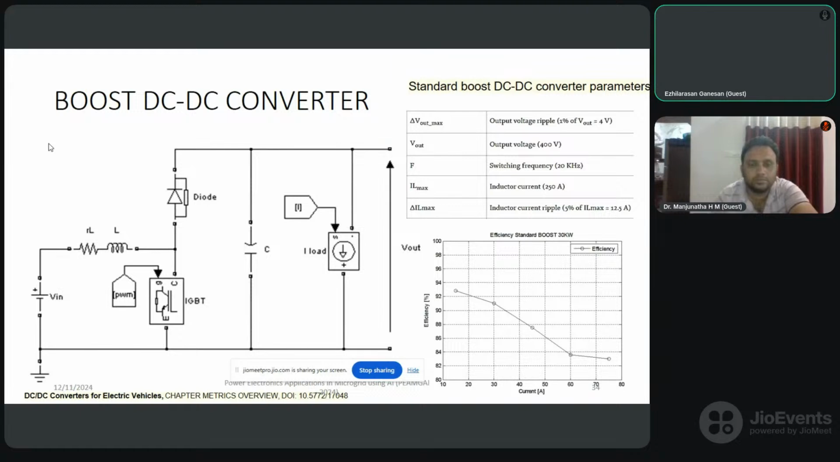So you can see the standard DC boost converter parameters. V out is 400 volts, and the switching frequency is 20 kilohertz. All choppers operate at high frequency only. Maximum inductor current is 250 amps. Inductor current ripple is shown, but I have not shown the input and output waveforms because I have already shown you the choppers' output.